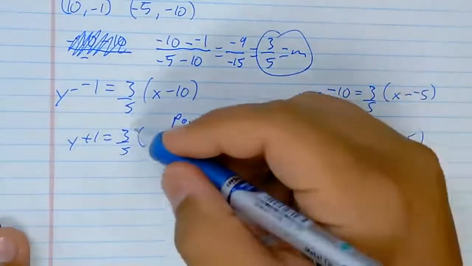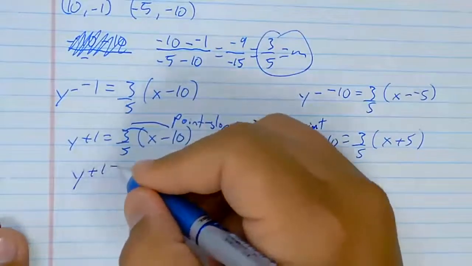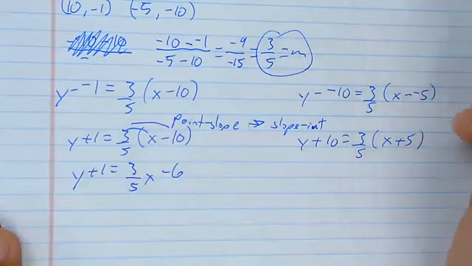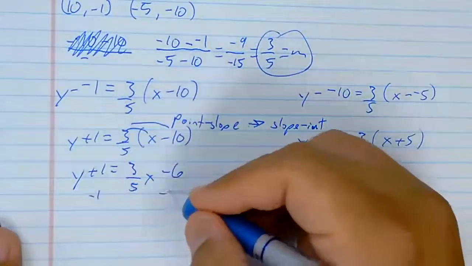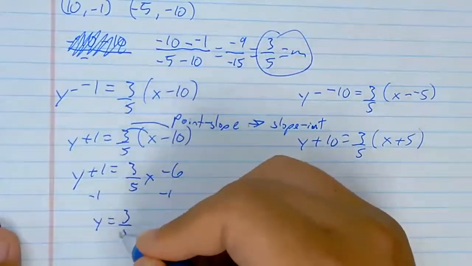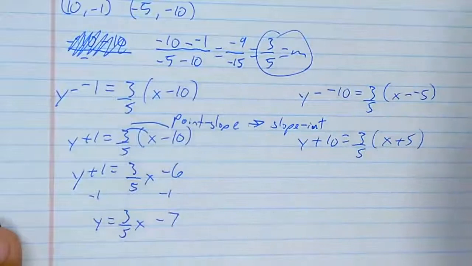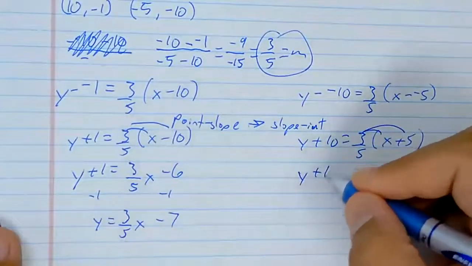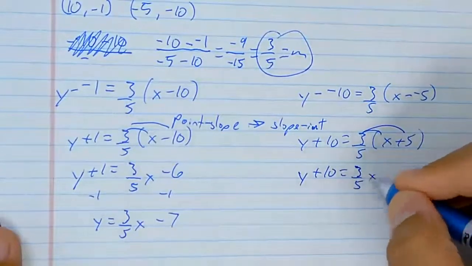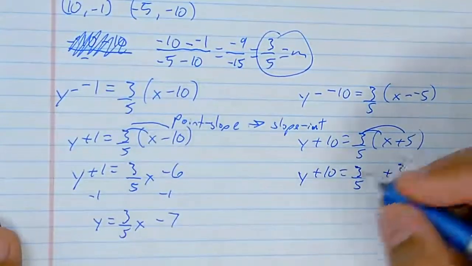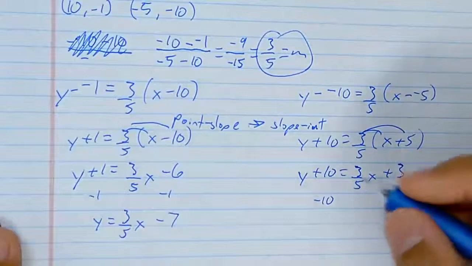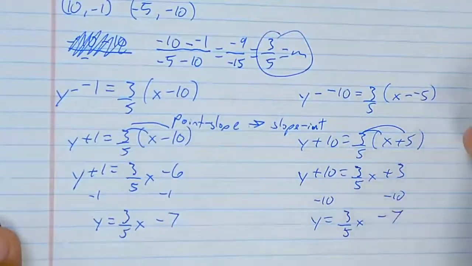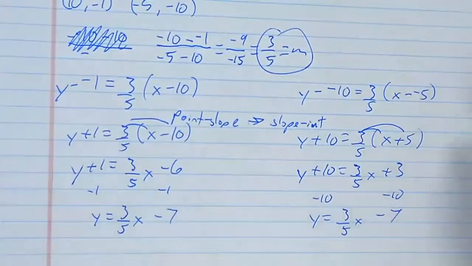So we distribute. y plus 1 equals 3/5 x minus 6. And when we subtract 1, we have y equals 3/5 x minus 7. On the other equation, we distribute. We have y plus 10 equals 3/5 x plus 3 minus 10. We have y equals 3/5 x minus 7.